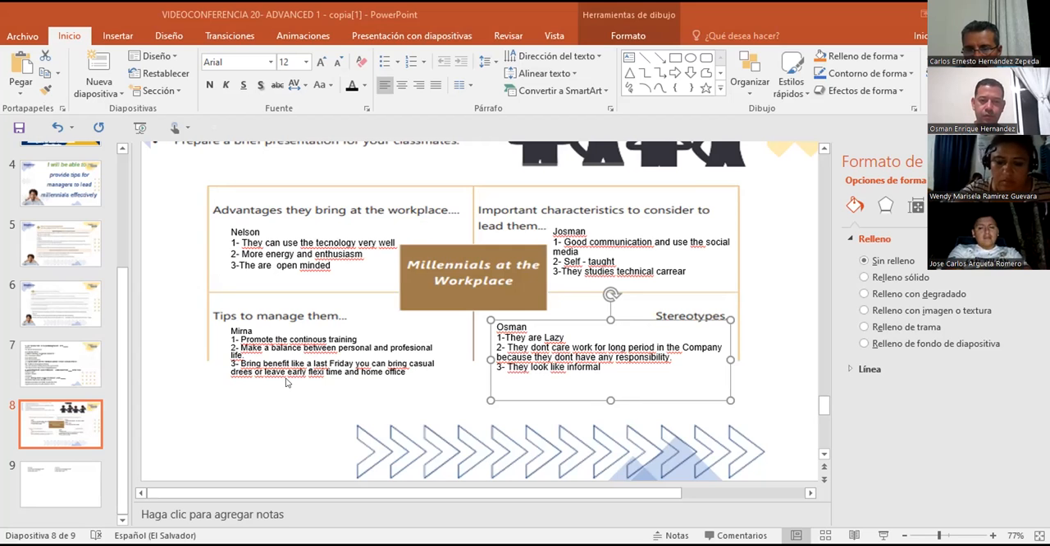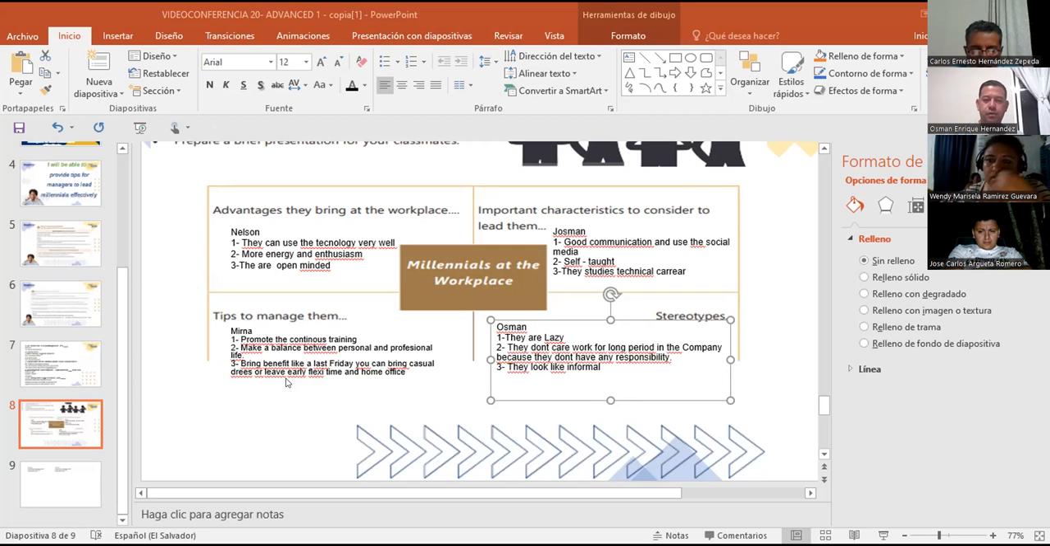The tips to manage them, we talk in our group about that they promote continuous training. And number two, they make a balance between personal and professional life and bring the benefit. For example, we talk about the last Friday, you can bring a casual dress or leave early, like a flexi time, you can leave 1 hour early. And for example, other tips, home office that they can do.